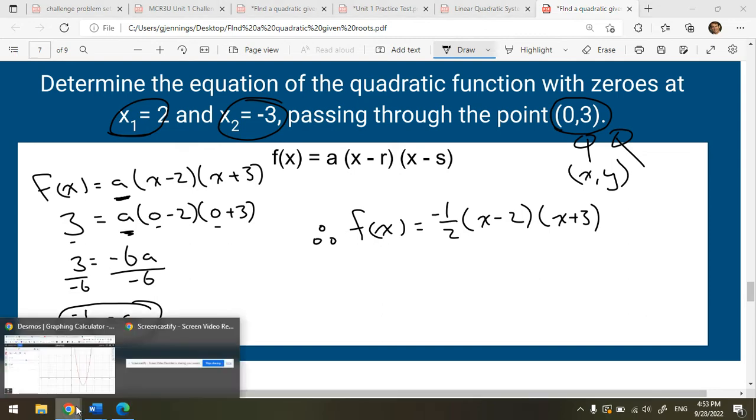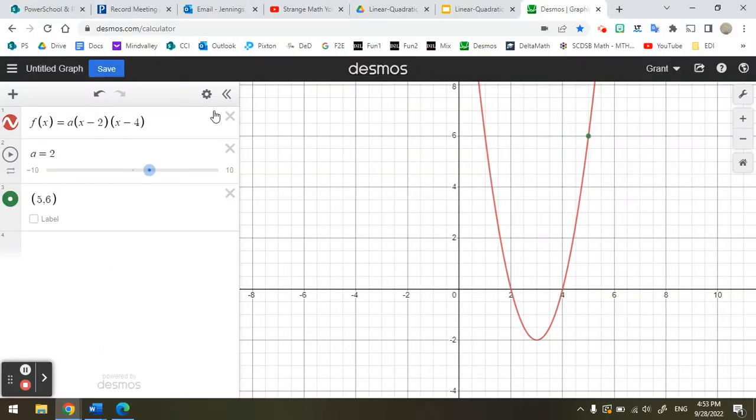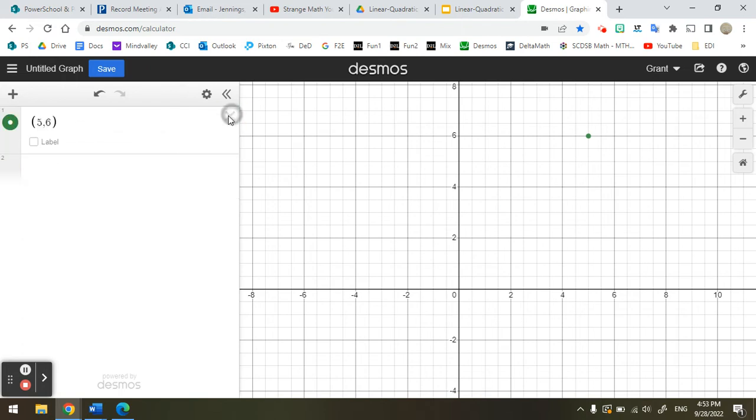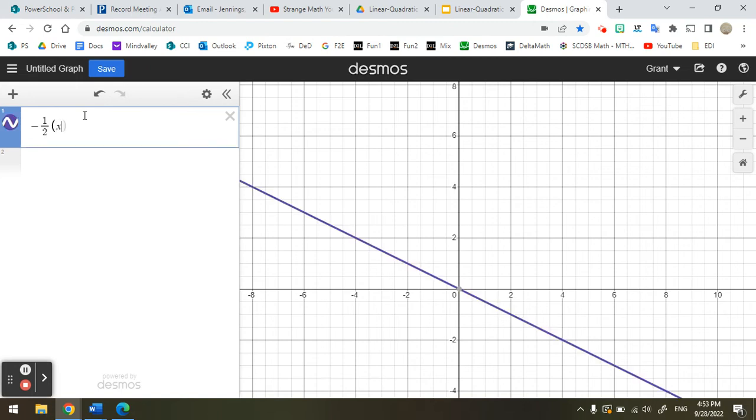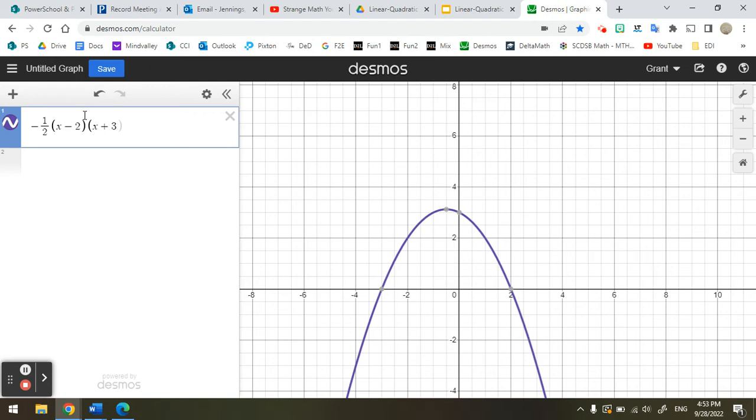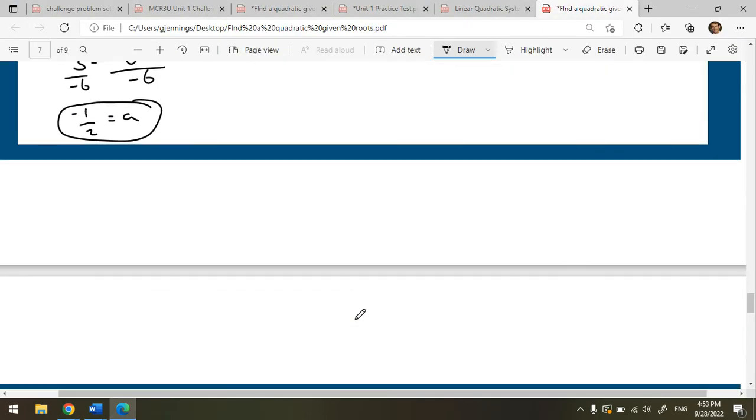You could also just dump it all into decimals. So let's do that. So we're going to remove these and just check our work here. Negative 1/2 times the bracket x minus 2 multiplied by x plus 3 and the bracket. So this has roots at negative 3, 0, 2, and passes through the point 0, 3. So that one fit the bill, so we did our work correctly.